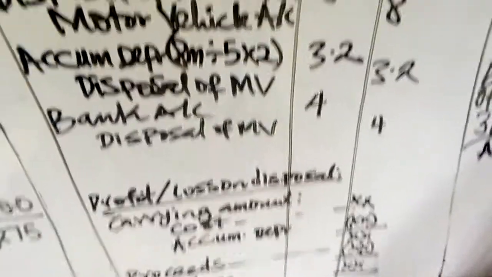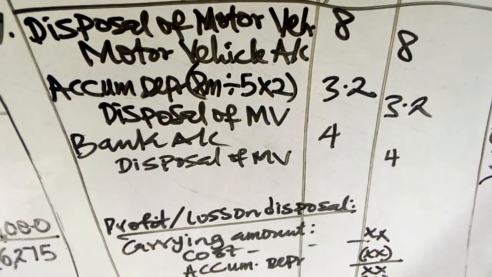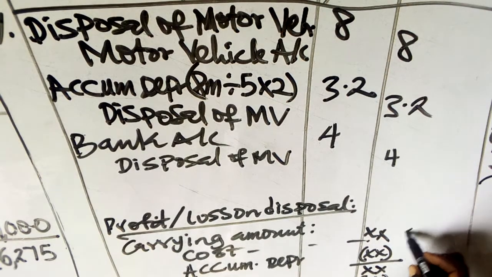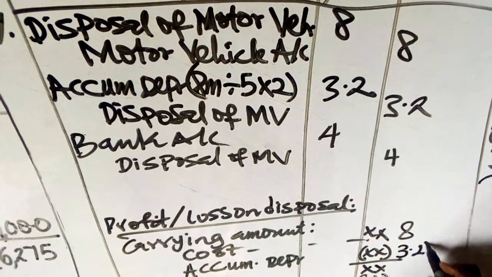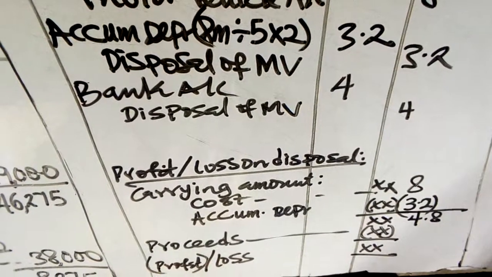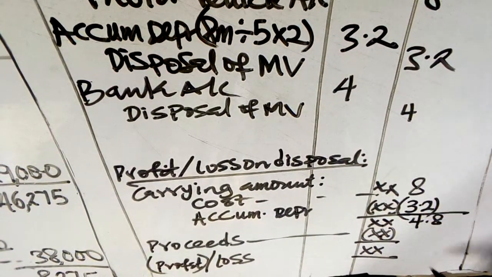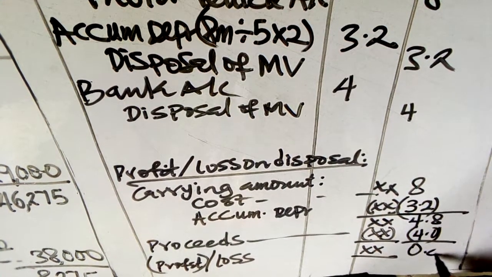In the case of this motor vehicle, the cost is 8 million, and accumulated depreciation is 3.2 million. So when you have 8 million minus 3.2 million, then you have the carrying amount to be 4.8 million. From 4.8 million, you now deduct the proceeds. The proceeds are 4 million. When you deduct the proceeds of 4 million, then you'll be left with 0.8 million.